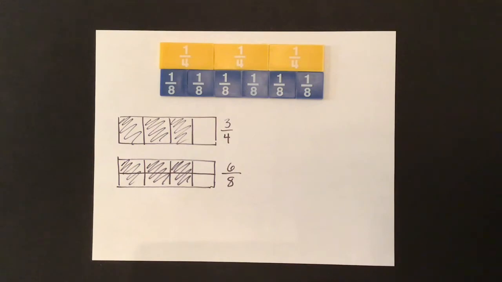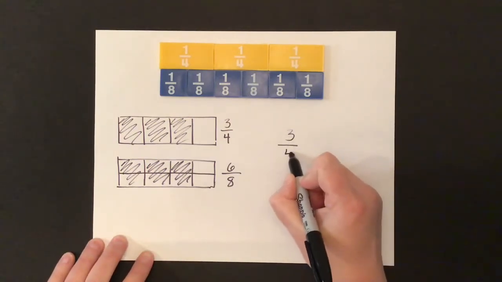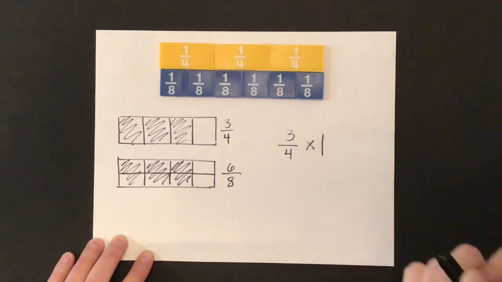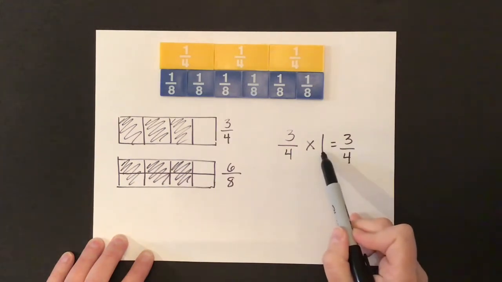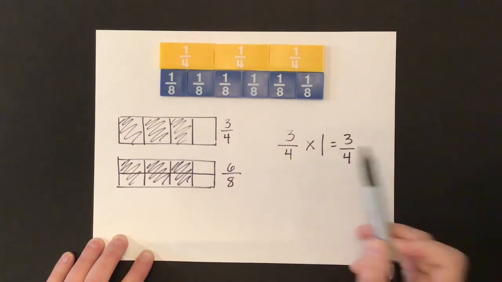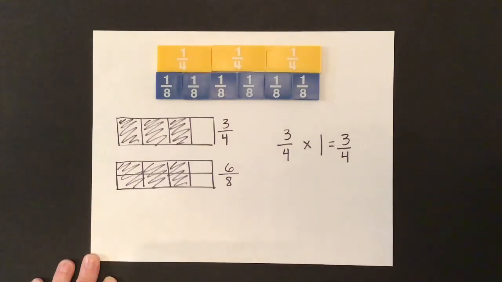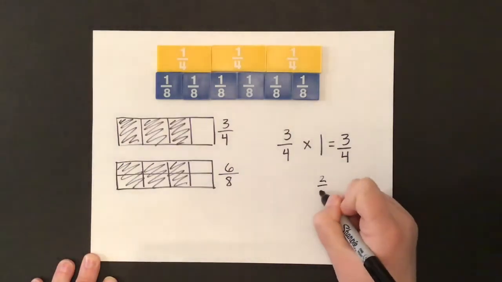Well, like I said, today we're going to learn a shortcut. We know that any number times 1 equals itself. So 2 times 1 equals 2, 10 times 1 equals 10, 100 times 1 equals 100. So if I did 3/4 times 1, that would equal 3/4. We know there are a lot of different fraction names for one whole. For example, 2/2 is equal to a whole.